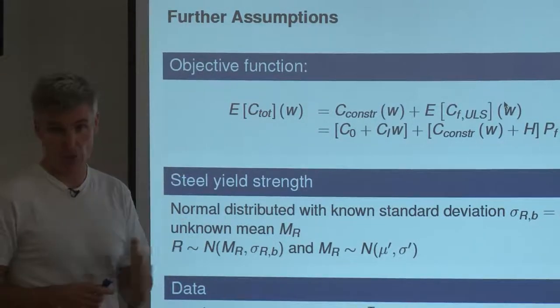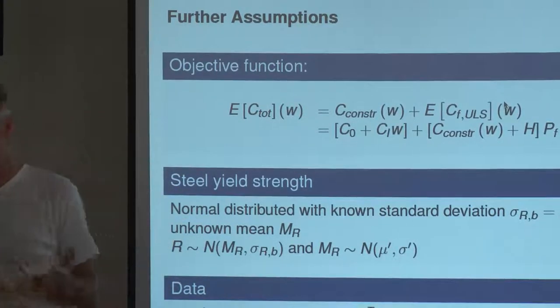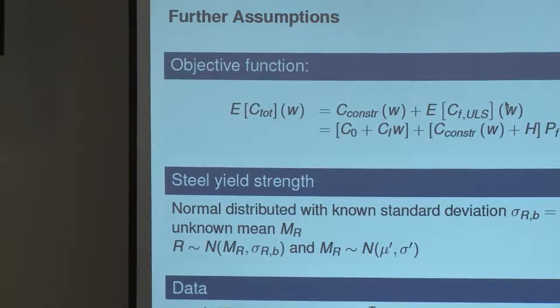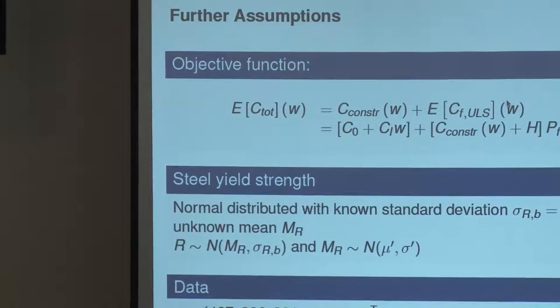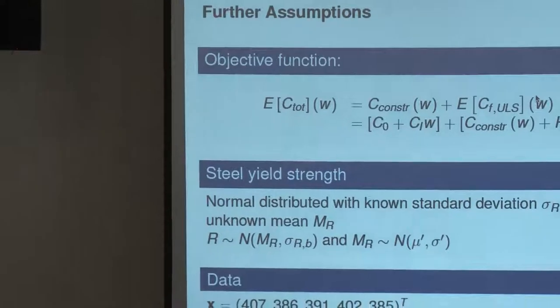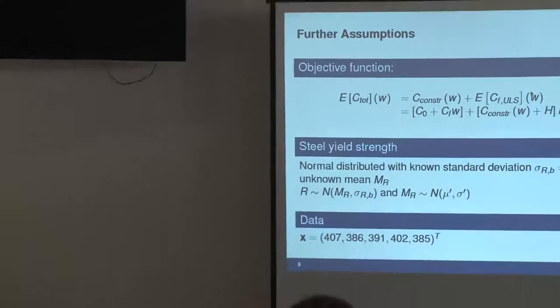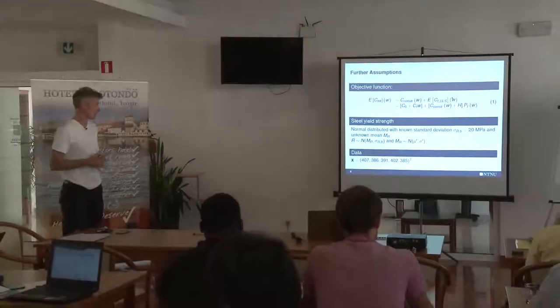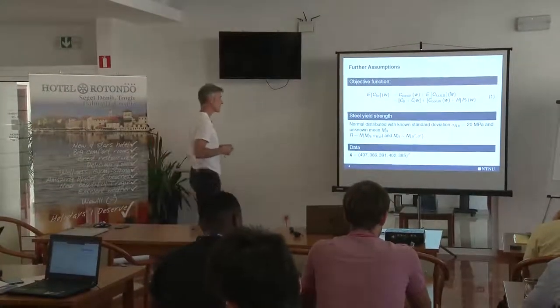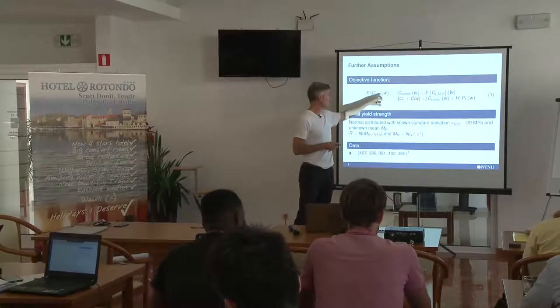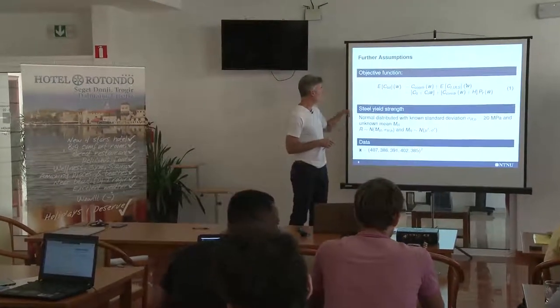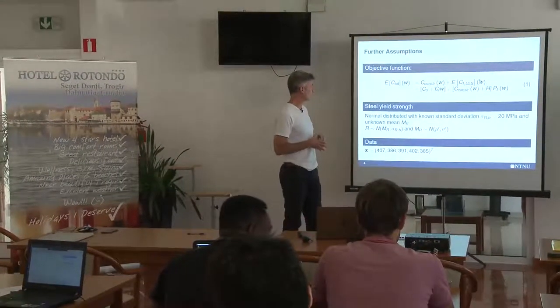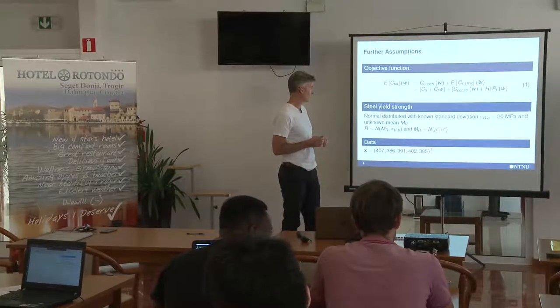So this is now also a super simplification of a full Bayesian decision analysis, where we might have a very complex formulation of a utility. So here we just look at the expected cost, and our objective is to minimize this expected cost. So we want to minimize this. By changing W, we want to find the minimum of the expected total consequences.